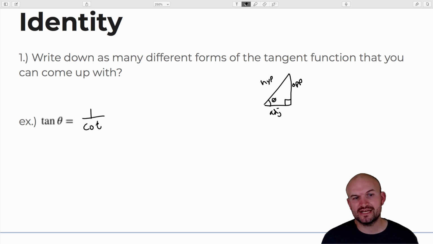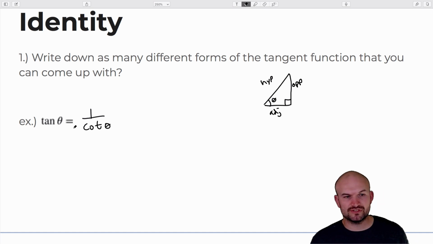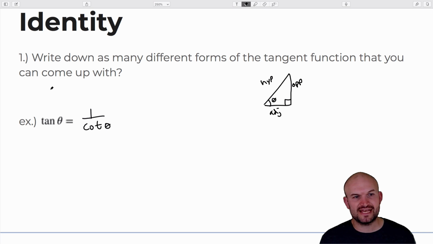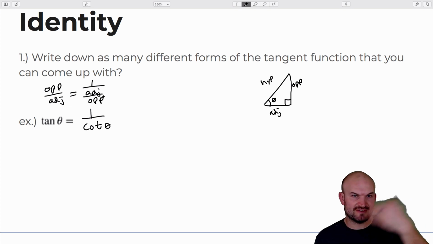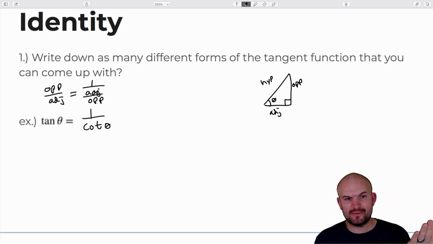1 over cotangent of theta is equal to tangent. You can think about that in terms of fractions: tangent is opposite over adjacent, and cotangent is adjacent over opposite. If you divide by a reciprocal, you multiply by its reciprocal, so it ends up being opposite over adjacent. So you can see that that is our first identity.